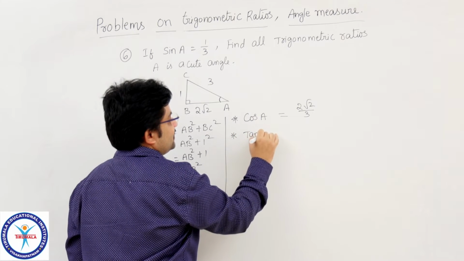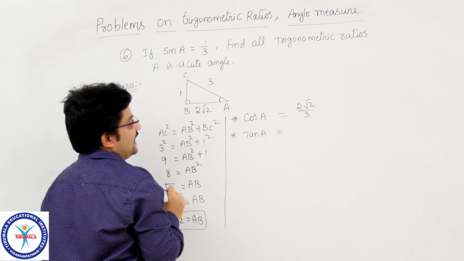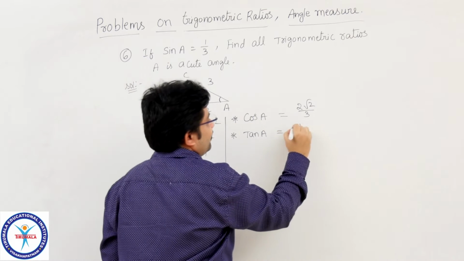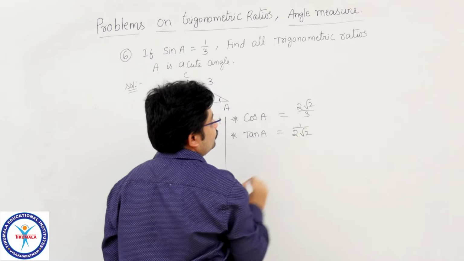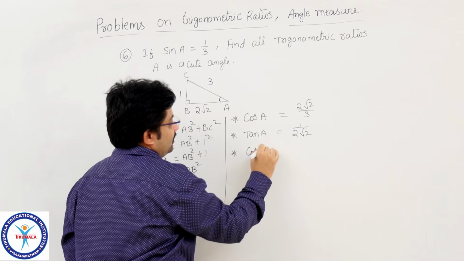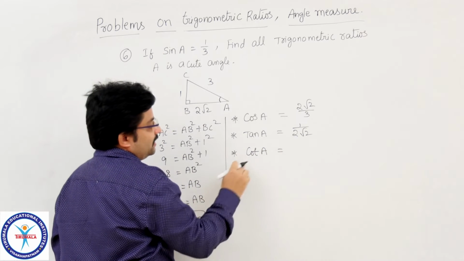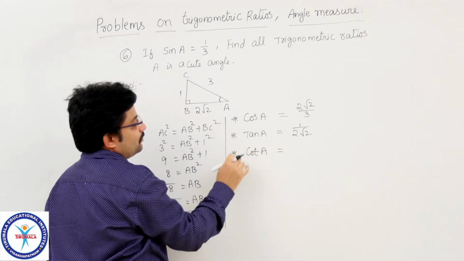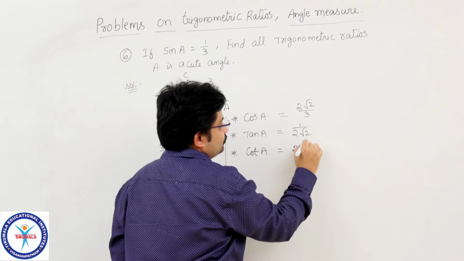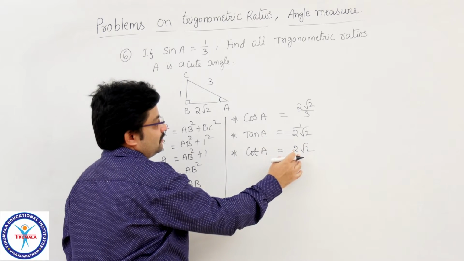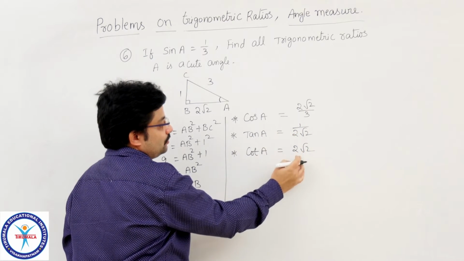Next one is tan A. Tan theta is opposite side by adjacent side, 1 by 2 root 2. Next one is cot A. Cot A is nothing but the reciprocal of tan. That means 1 by 2 root 2, and the reciprocal is 2 root 2.